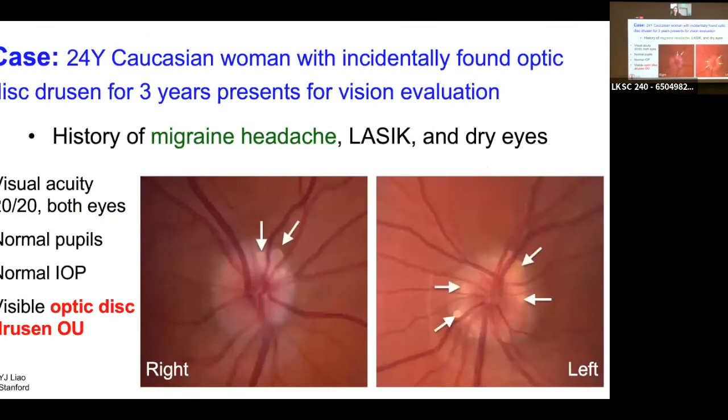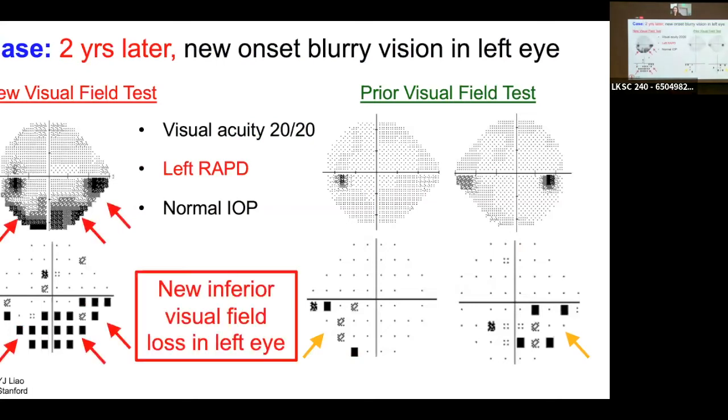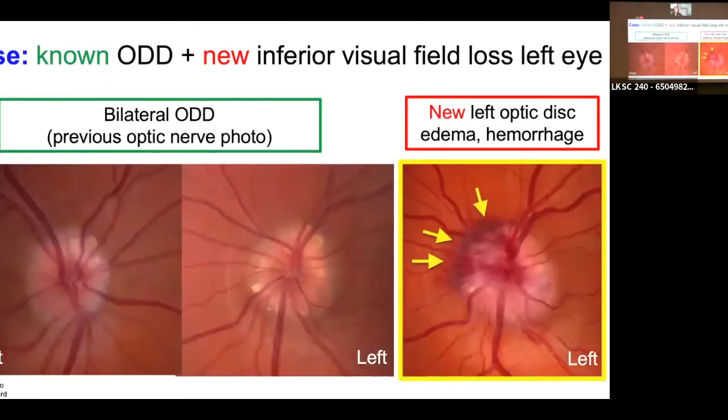This is a case of a 24-year-old woman with bilateral optic disc drusen. You can see the pretty texture on the surface of the optic disc. 2 years after she was initially diagnosed, she developed, unfortunately, new inferior field loss. This is just to compare the left eye visual field on the left, which is the new one, versus the prior. And the image on the right with the yellow highlight is what her nerve looked like now.